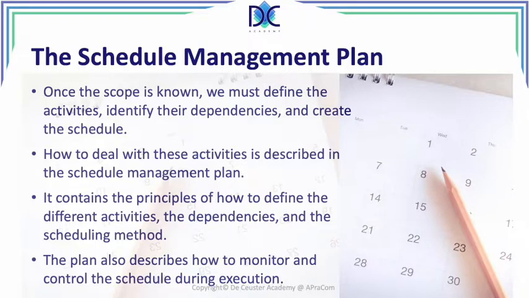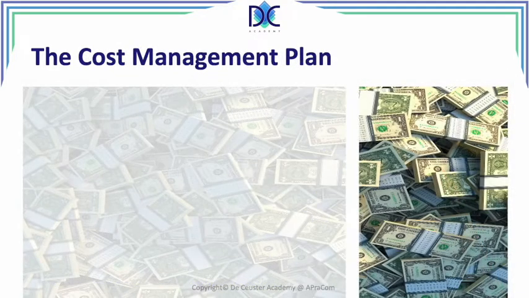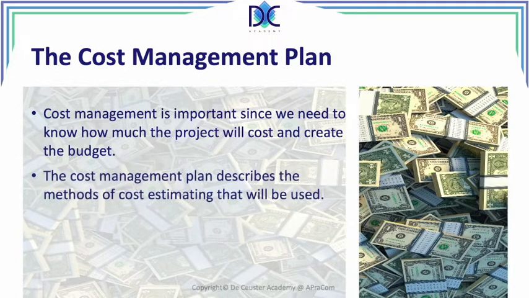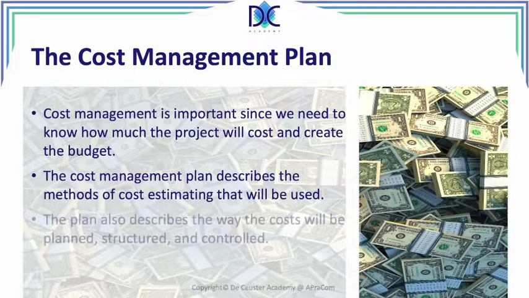The next plan, we go to the cost knowledge area. Here we have the cost management plan. And the cost management plan is, of course, also very important because we need to know how much the project will cost, and we have to create a budget. The cost management plan on itself describes the methods of cost estimating that will be used. What are the principles that we are going to use, what databases, what formulas, and so on. The plan also describes the way the cost will be planned, structured, and controlled.